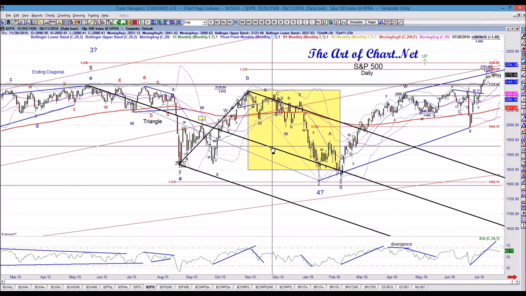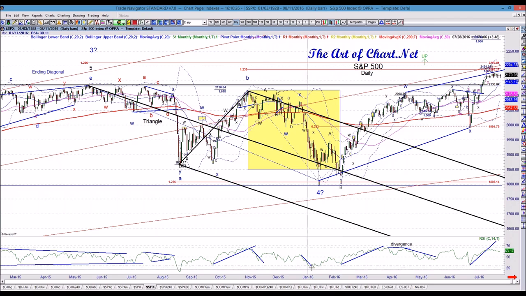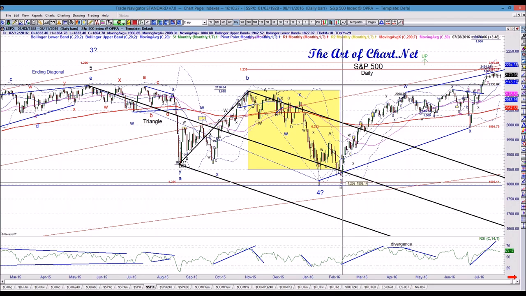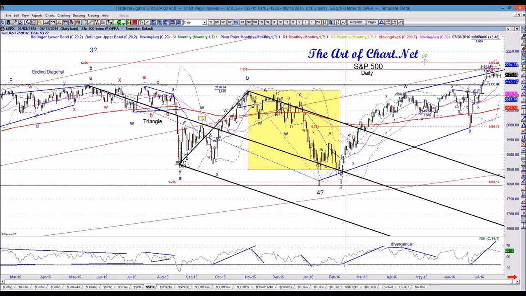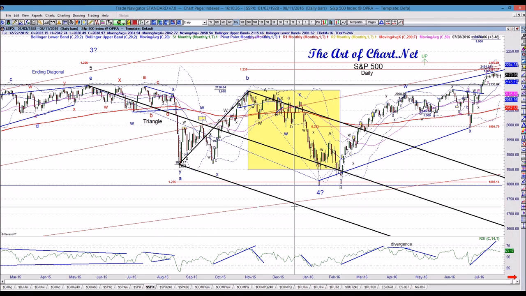You can combine this with other tools. For example, look right here. You can see RSI divergence. Even though we didn't make a new low, you could surmise that momentum to the downside is waning. So that's a very simple tool.